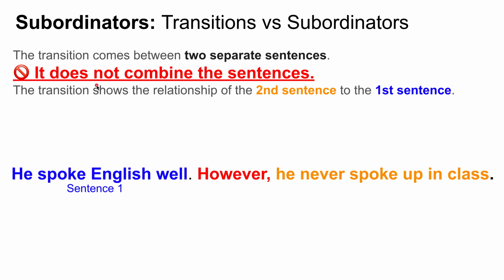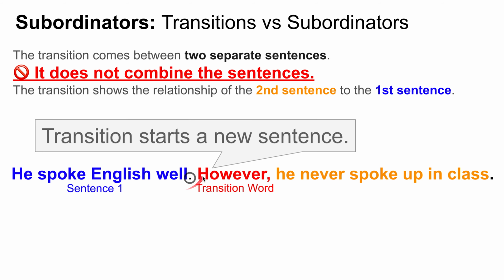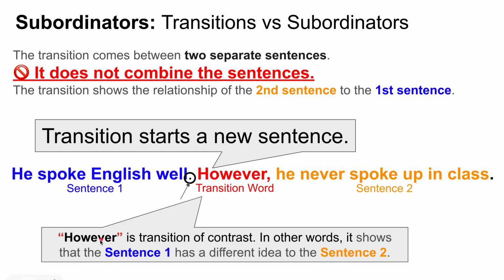sentences. So, he spoke English well. Sentence 1. Transition word, period. The transition starts the new sentence. Okay, sentence 2. So, you can see with this period that the transition does not combine the sentences. Second, the transition shows the relationship of the second sentence to the first sentence. Here, however, is a transition of contrast. In other words, it shows that the first sentence has a different idea to the second sentence.